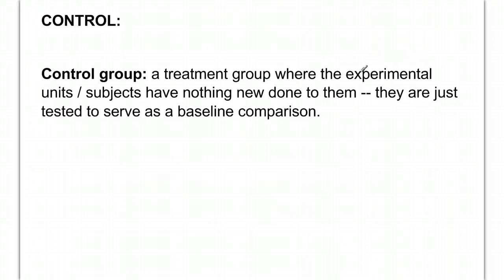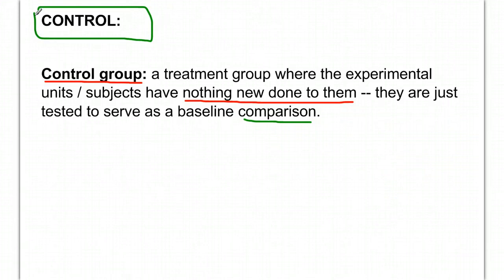A treatment group where the experimental units or subjects have nothing new done to them. That's the key to a control group. It's a treatment group, just like the active treatment, the new whatever you've developed, but nothing new is done to them. They are purely there to serve as a comparison. And I think when we start getting to more examples of experiments, we'll see how this control group can have an important effect. You need to have something to compare to in every single study.